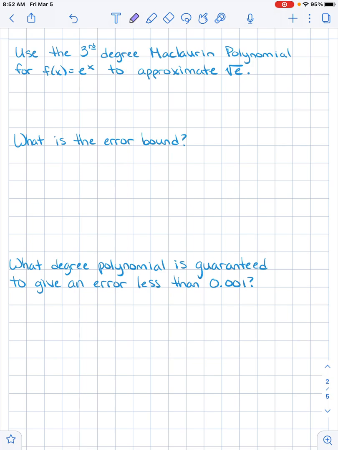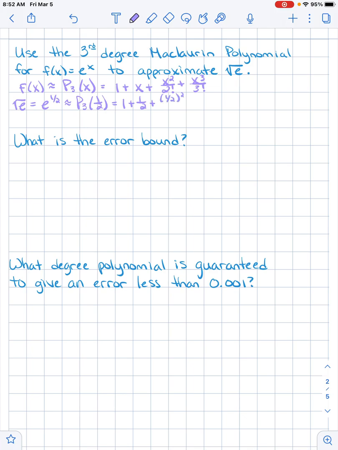We know that since this is a Maclaurin polynomial, we know f of x. We know the Maclaurin polynomial for e to the x, and this is a 3rd degree, and in this case, that's also the 3rd order. So we've got 1 plus x plus x squared over 2 factorial plus x cubed over 3 factorial. Okay, the square root of e, or e to the 1/2, is going to be approximately this third degree polynomial at 1/2.